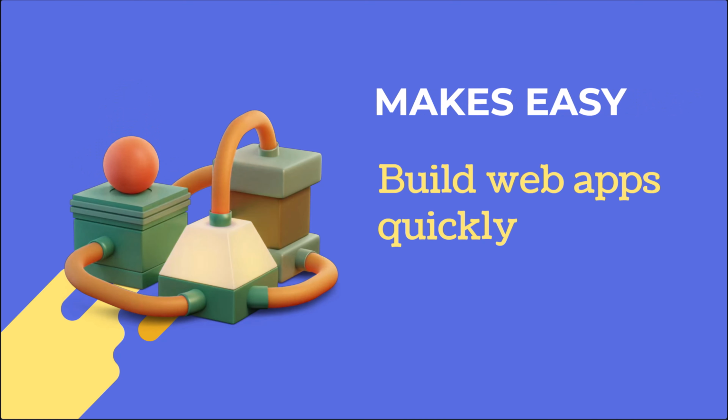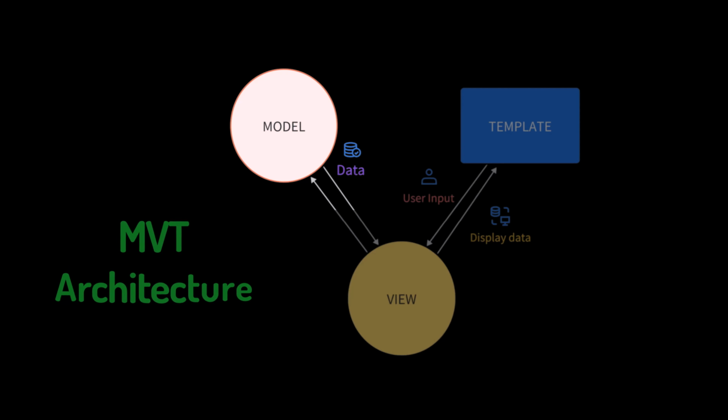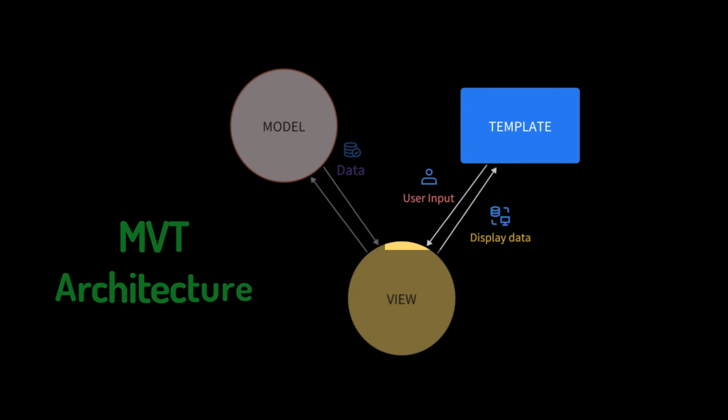Django is based on the MVT (Model-View-Template) architecture. Model acts as the interface of data. View is the user interface. Template consists of the static parts of the HTML output.